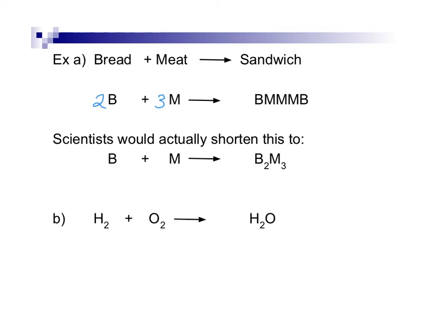On the left, I got 1 B. On the right, I got 2. I need to put a coefficient of 2 on the left side. On the left side, I've got 1 meat. On the right side, I have 3. So I would need a coefficient of 3 in front of that meat. Now I have a balanced chemical equation following the law of conservation of mass.